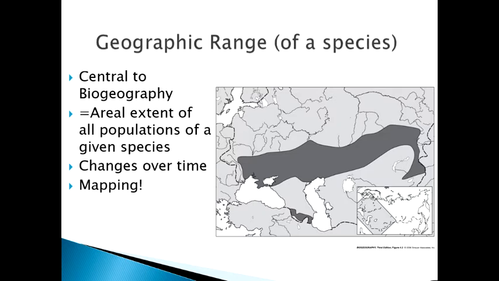Notice as well there is a disjunction. So there's this large distribution here, but then there's a smaller patch, a smaller separate population down here. And all of these are delimited by borders. So keep thinking along those terms. What's going to be important for us are areas and also borders.